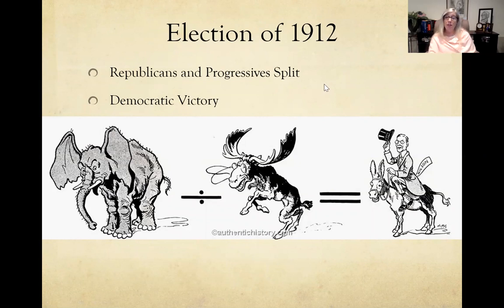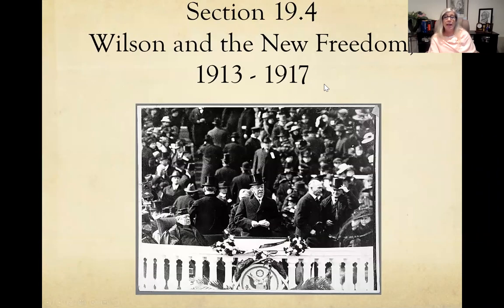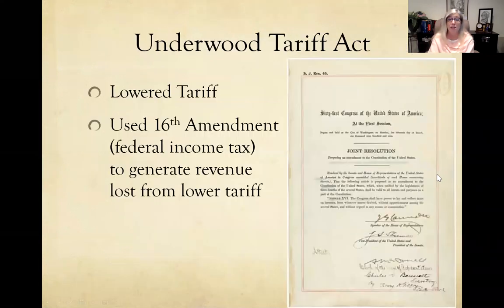So Wilson comes in as the first Democratic president in a very, very long time. And that's going to be this final section of Chapter 19, where Wilson comes in, and we're only going to be looking at his domestic policy because he's going to be president during World War I. So this is only looking at his domestic policies within the United States.